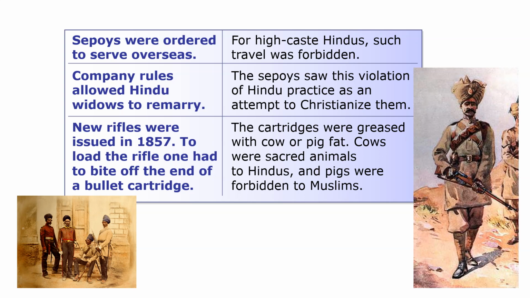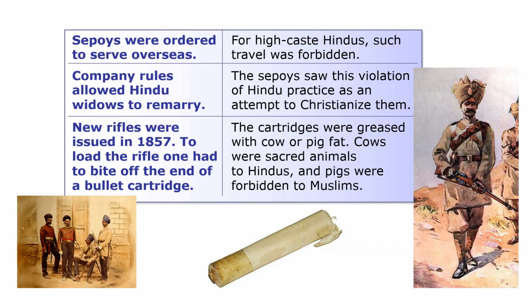Probably the most offensive rule change was this last one. So new rifles were issued to the Sepoys in 1857. In order to load the rifles of this time, you had to bite off the end of the cartridge and then load your weapon, load your gun. Now, the cartridges were greased with cow fat or pig fat. Now, whether you're Muslim or Hindu, cows were sacred to Hindus and pigs were forbidden by Muslims.